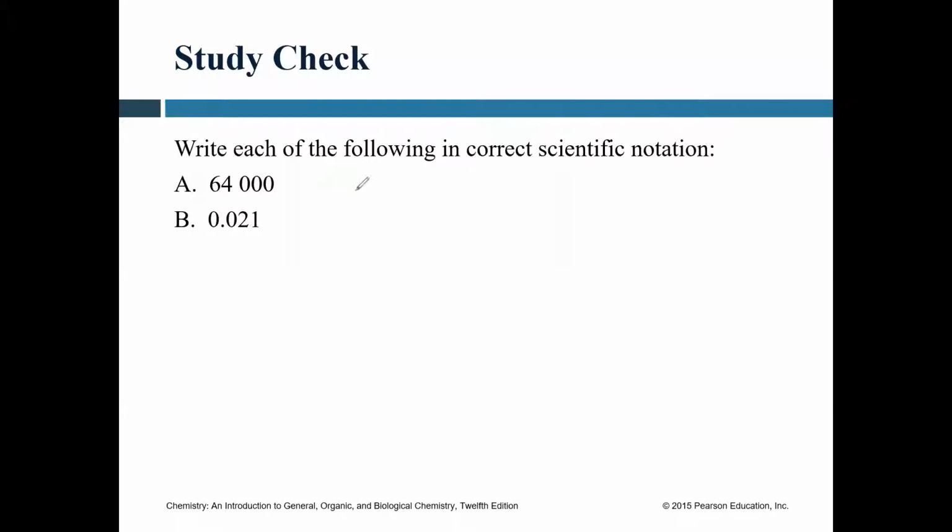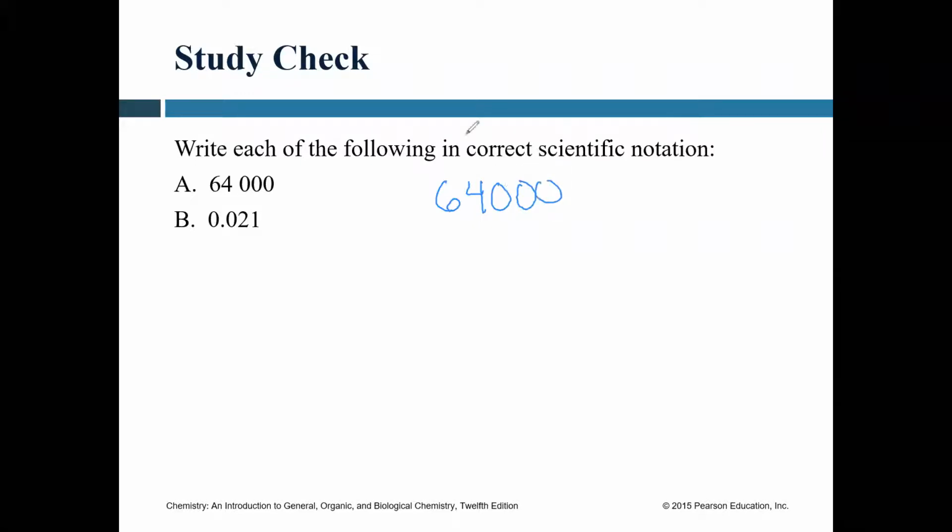All right, so for this first one, we've got 6, 4, 0, 0, 0. The decimal is living right here. If you don't see the decimal, it's just at the end of the number. We've got to move this decimal to a place where we get a number between 1 and 10. So if I start, I'm not going to hop this way because that's just going to make the number bigger. So I'm going to start hopping this way.